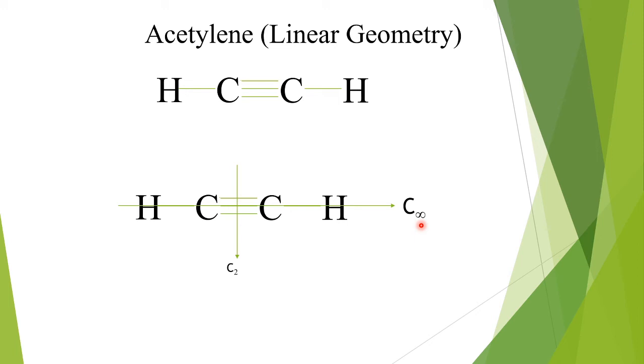Principal axis. Okay. Now we have gone through the rotation axis. There is a C infinity axis and there are infinite C2 axes in the acetylene molecule. Next, let us see the planes of symmetry in the acetylene molecule.